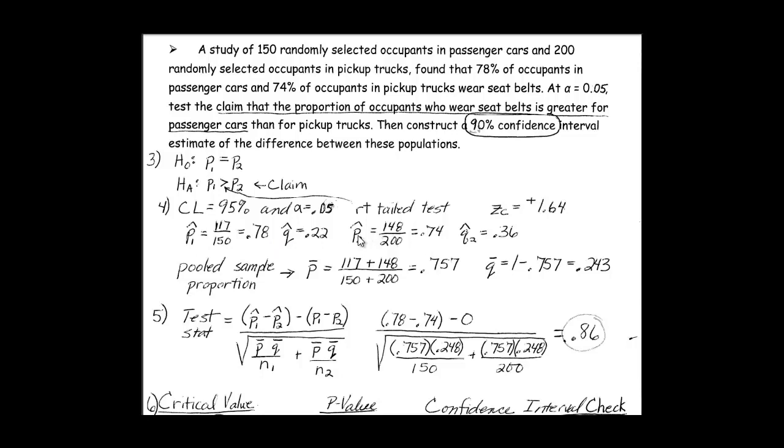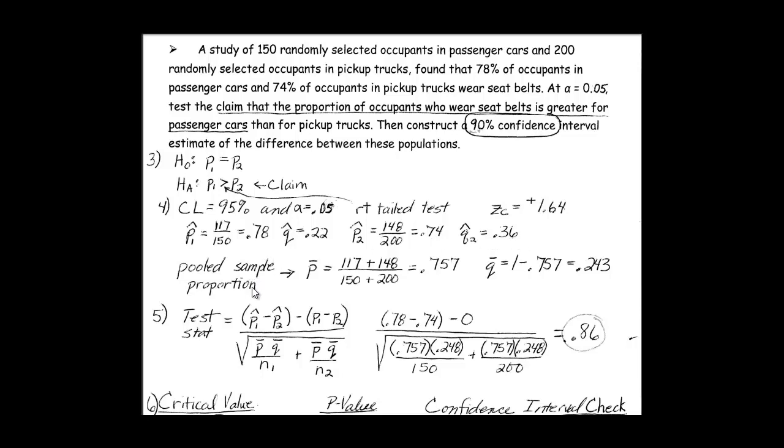Our second sample proportion, again, I could have taken the 0.74 for pickup trucks multiplied by 200 to get the 148. I don't really need the 148 on paper here, but when we go to StatCrunch, I'll need that. Our second sample proportion, p-hat, is 0.74. The q-hat for that would be 0.36, so we've got all that information.